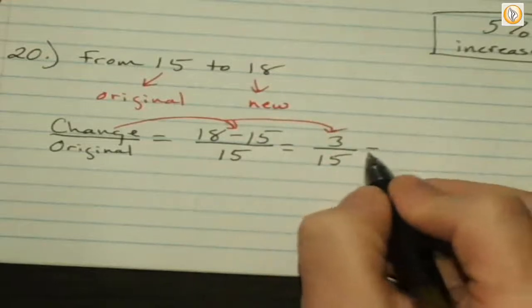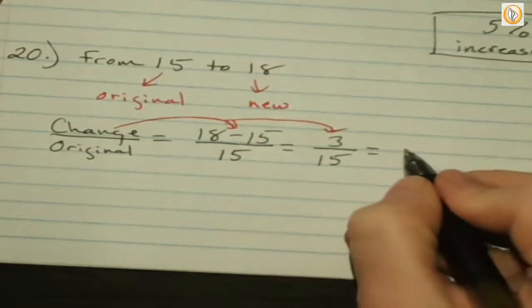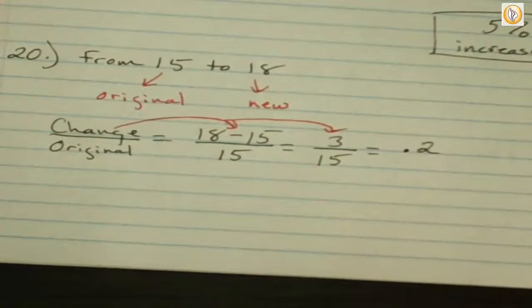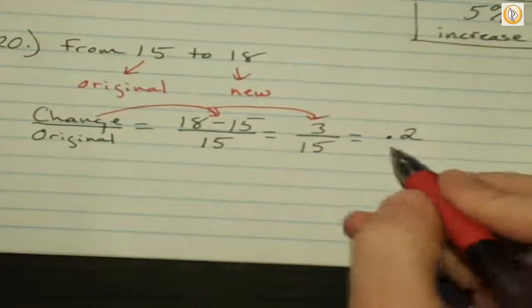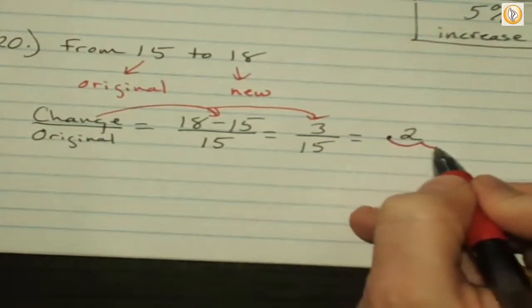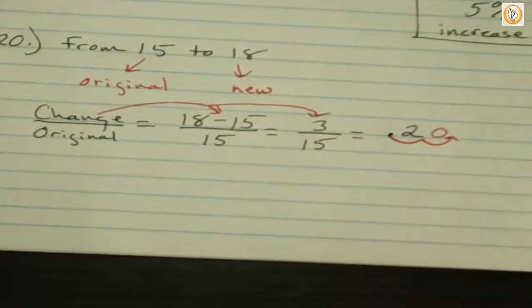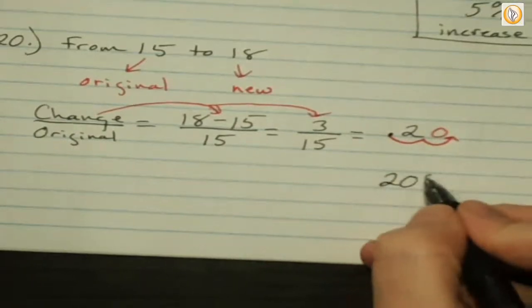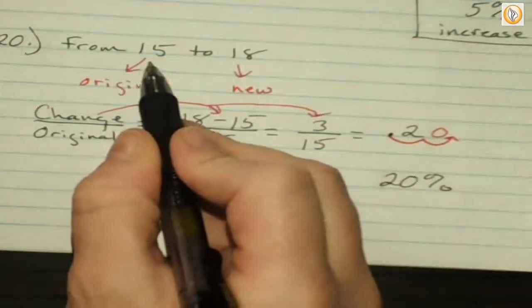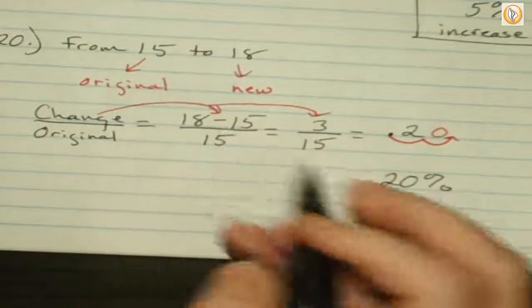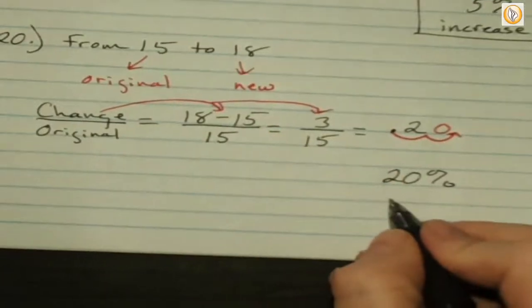Now we divide 3 by 15, and I get 0.2. Kelly, am I done? No, because you still have to move the decimal 2 places, and it's 20%. That's right. It is 20%. Now, Kelly, from 15 to 18, did it increase or decrease? It increased.